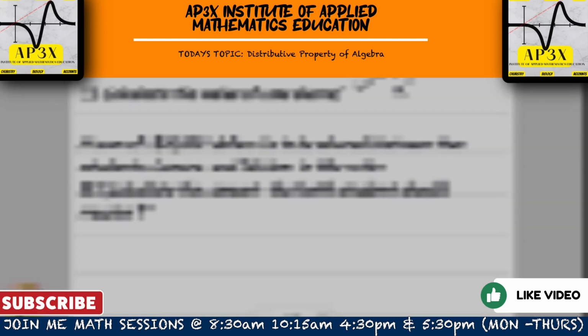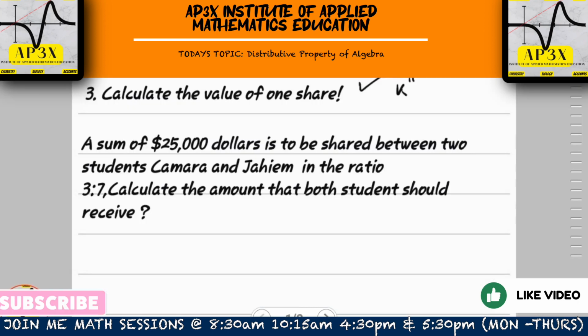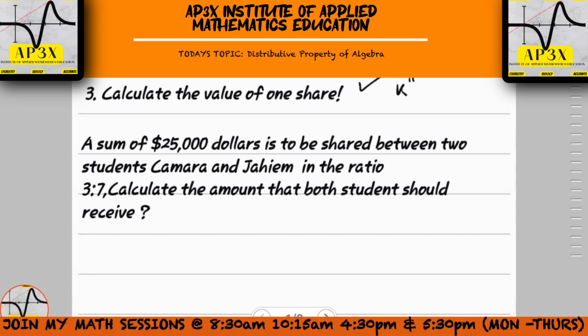Here we go. Now a sum of $25,000 is to be shared between two students, and in fact these two students are two of my favorite students in my class, right?